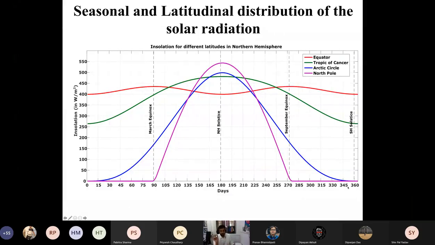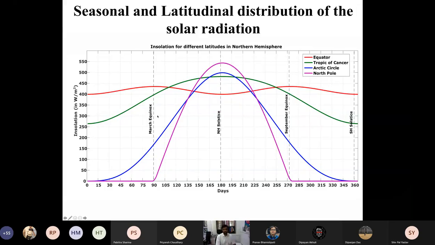We are going from 0 to 360, January to end of December. If we look at the equator, which is given in red, we don't see much of a seasonal contrast in the insolation in watts per meter square. And then if we move to around, say, Tropic of Cancer, there is a slight seasonal contrast between the winter and the summer months. However, as we move further north, as we get to the Arctic Circle and the North Pole, we can see that around 60 degrees north, which is the Arctic Circle, there's a large seasonal contrast between incoming solar radiation between summer months and winter months.